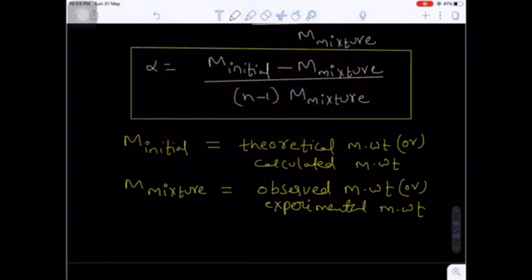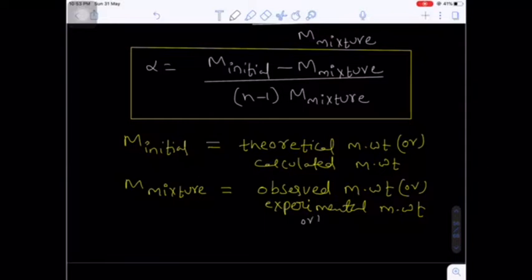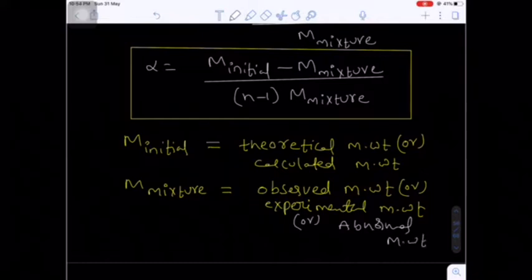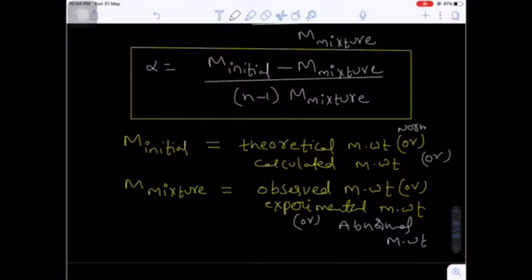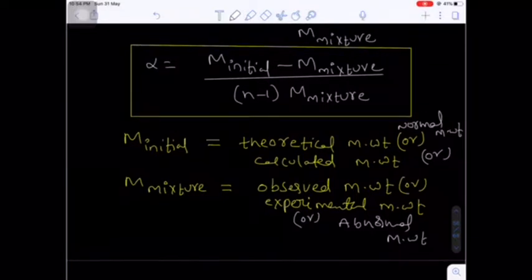Okay, this molecular weight initial and molecular weight mixture, this molecular weight mixture is also called abnormal molecular weight. This is also called normal molecular weight. Are you getting my point?